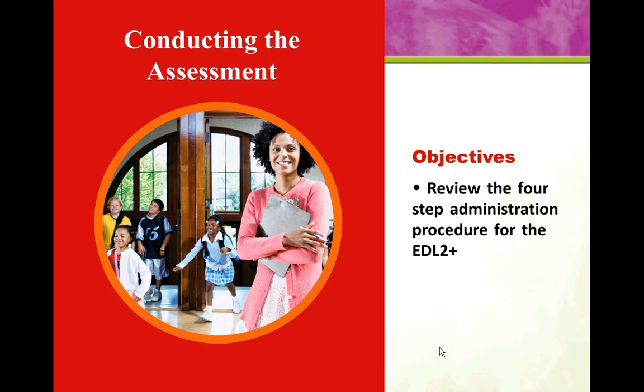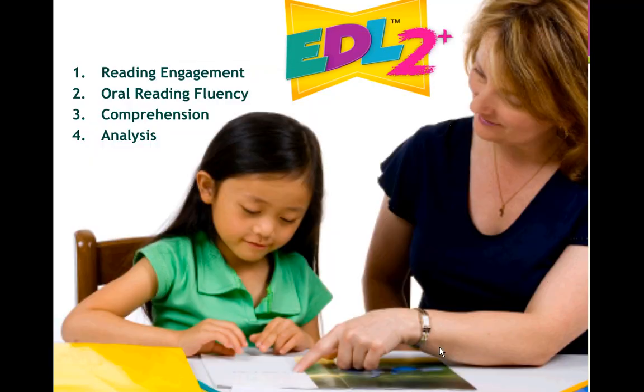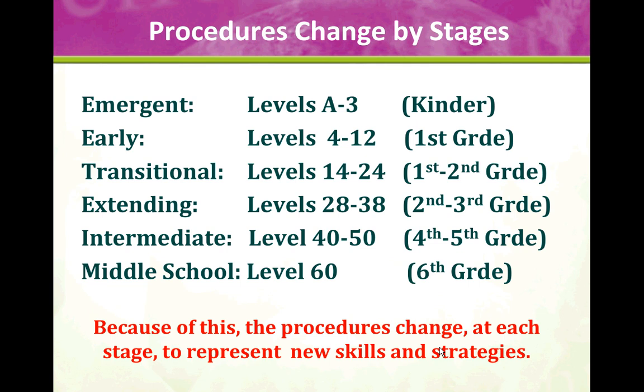So how do we give the DRA and the EDL? There are 4 steps. There's reading engagement, oral reading fluency, comprehension, and then the analysis, which is done by the teacher. The procedures for all of these 4 steps change a bit depending on what stage of reading development you're going to be giving. So it changes from an emergent reading to an early because we introduce more skills and strategies as the children develop. And as you get into the higher levels, the actual responses turn from oral to written.